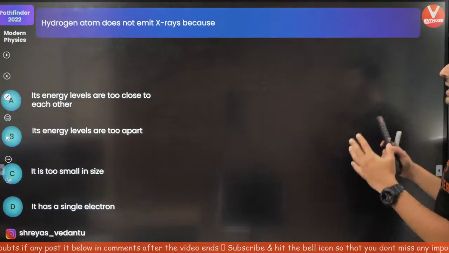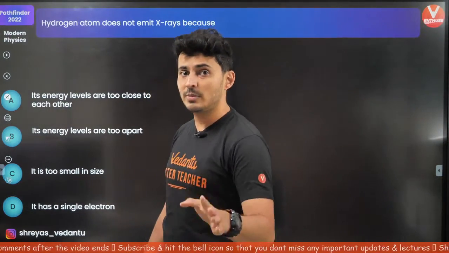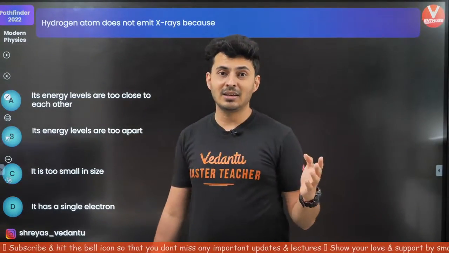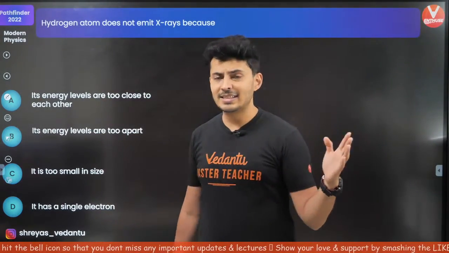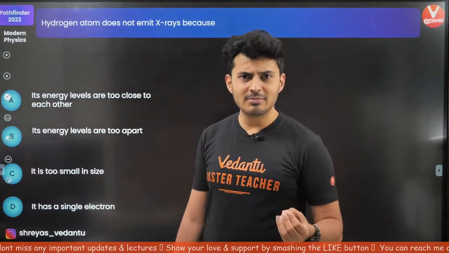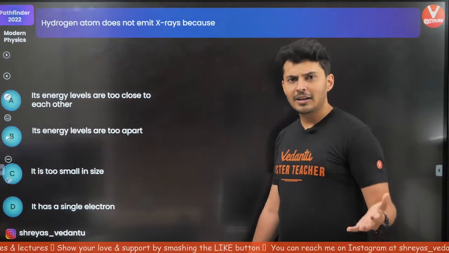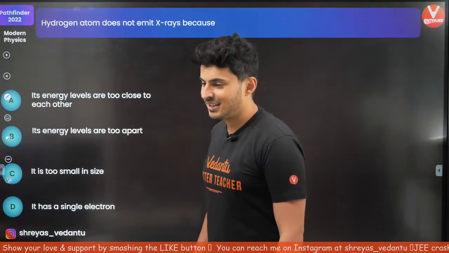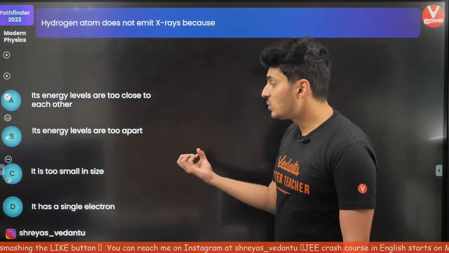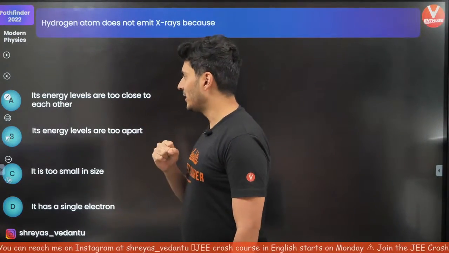Okay, so here is your first question. Can a hydrogen atom somehow emit X-rays? In the previous chapter of atomic structure, you have seen that a hydrogen atom shows Lyman, Balmer, Paschen, all these kinds of series. Most of it lies in the infrared, UV, and visible light spectrum. So, is it possible that hydrogen emits X-rays? If it is not, then what is the reason for it? Think about it. Its energy levels are too close. Its energy levels are too far apart. It's too small in size. It has a single electron. Is this the answer? Think about it.